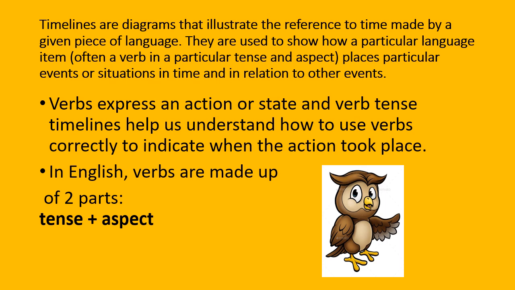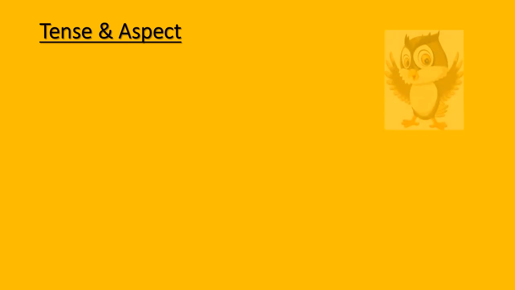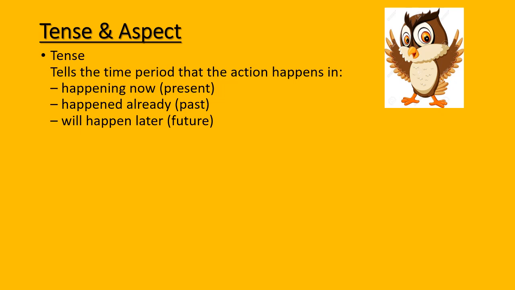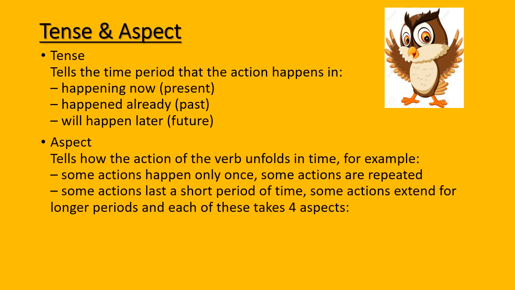In English, verbs are made of two parts: tense and aspect. Tense and aspect will be our next point to ponder. Tense tells the time period that the action happens in. Happening now, happened already, will happen later. So happening now is the present tense, happened already is the past tense, and will happen later is the future tense. Now what does this aspect mean?